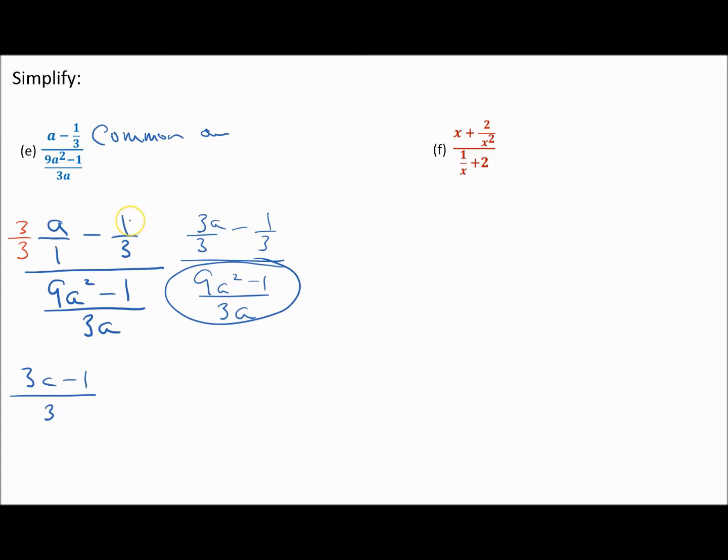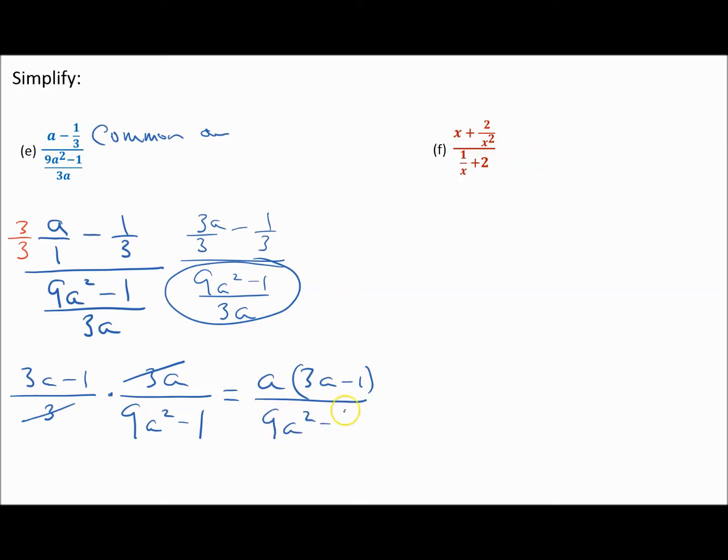I don't need to flip in the numerator, but I could not do anything with the numerator as two separate fractions like it was. So I'm going to flip 9a squared minus 1 over 3a times and make it 3a over 9a squared minus 1. The 3's cancel, so that simplifies into a times 3a minus 1 over 9a squared minus 1.